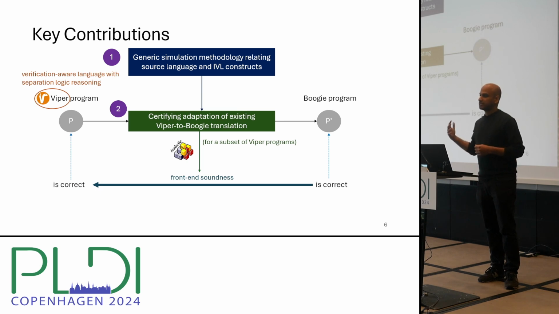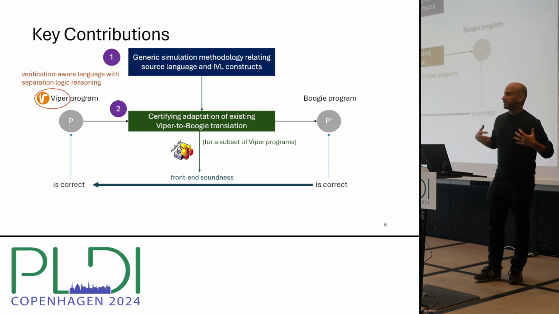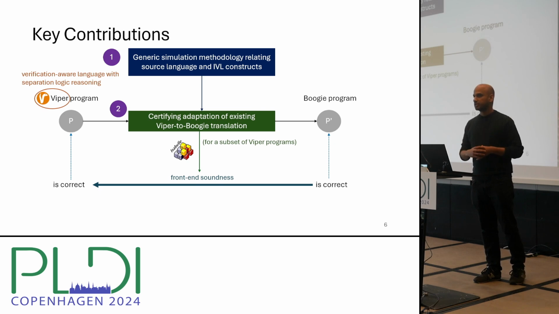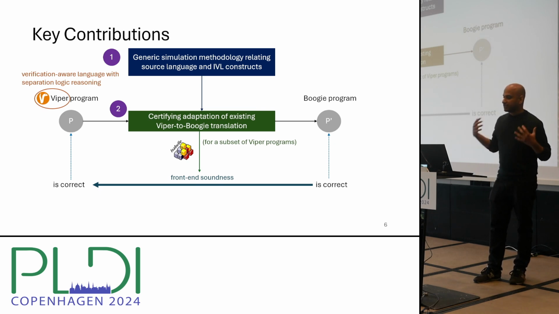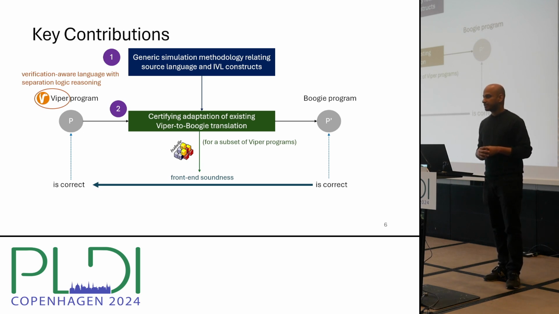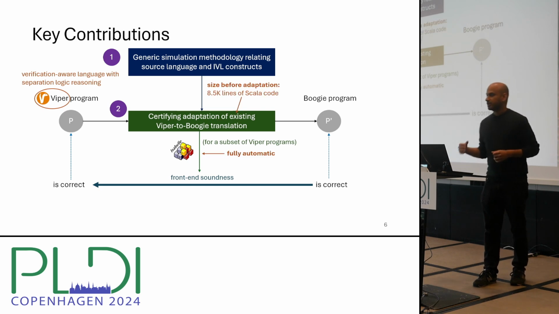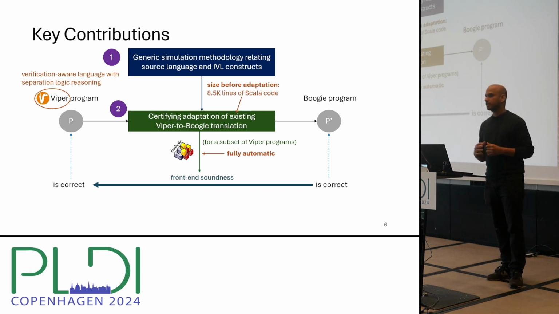And using this methodology, we're able to realize the approach that I showed on the previous slide. So we add code to the existing Viper to Boogie translation such that on every run of this translation, it automatically produces an Isabelle certificate showing front-end soundness. I want to emphasize 2 things here. Firstly, the generation of these Isabelle certificates is fully automatic.